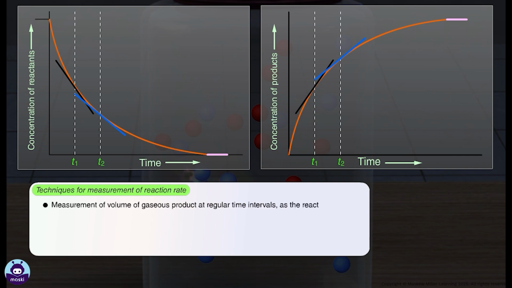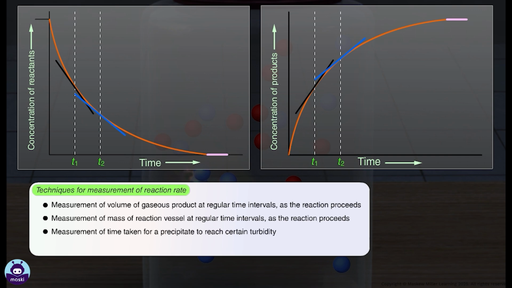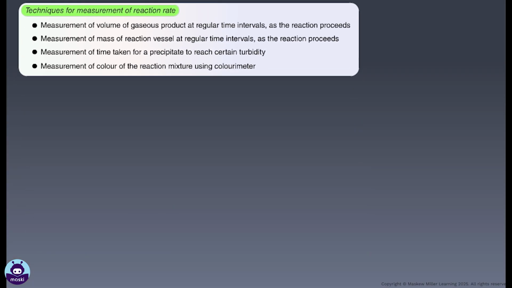Measurement of volume of gaseous products at regular time intervals as the reaction proceeds. Measurement of mass of reaction vessel at regular time intervals as the reaction proceeds. Measurement of time taken for a precipitate to reach certain turbidity. Turbidity is the cloudiness of a fluid that contains particles suspended in a liquid. Measurement of color of the reaction mixture using colorimeter. Let us understand each technique briefly.